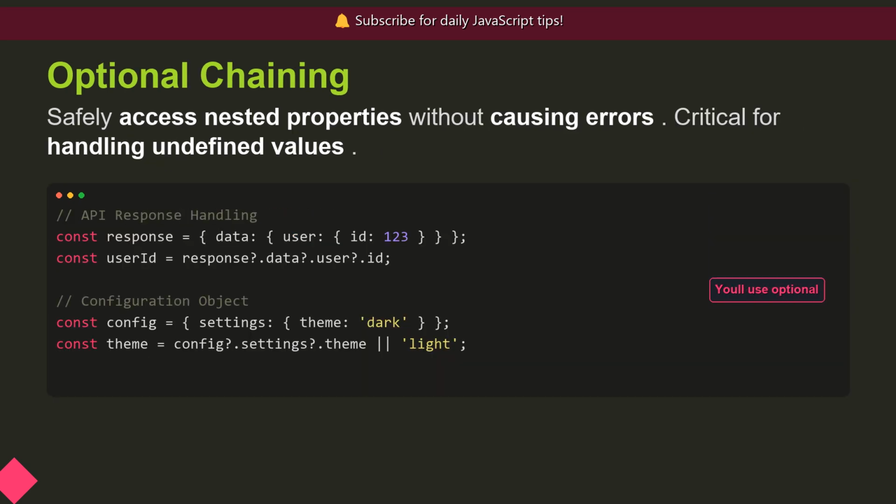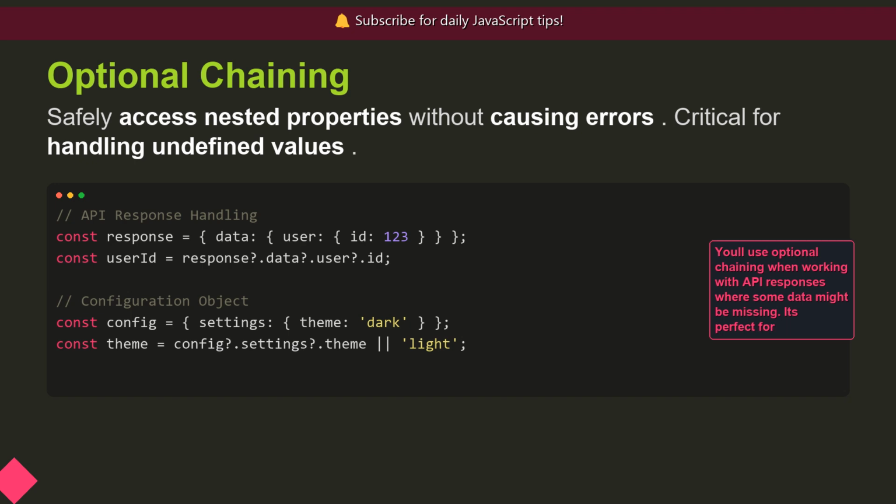You'll use optional chaining when working with API responses where some data might be missing. It's perfect for safely accessing nested configuration objects or user preferences where some settings might not be set. This pattern is especially valuable in front-end applications dealing with dynamic data.